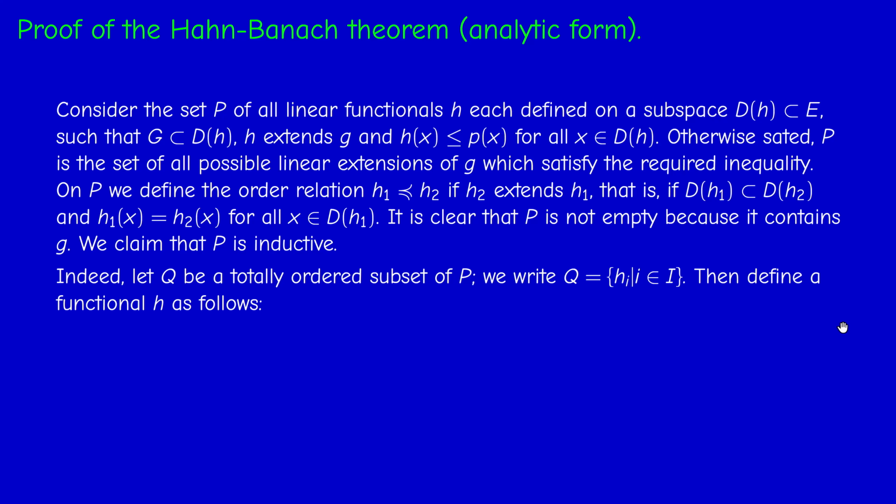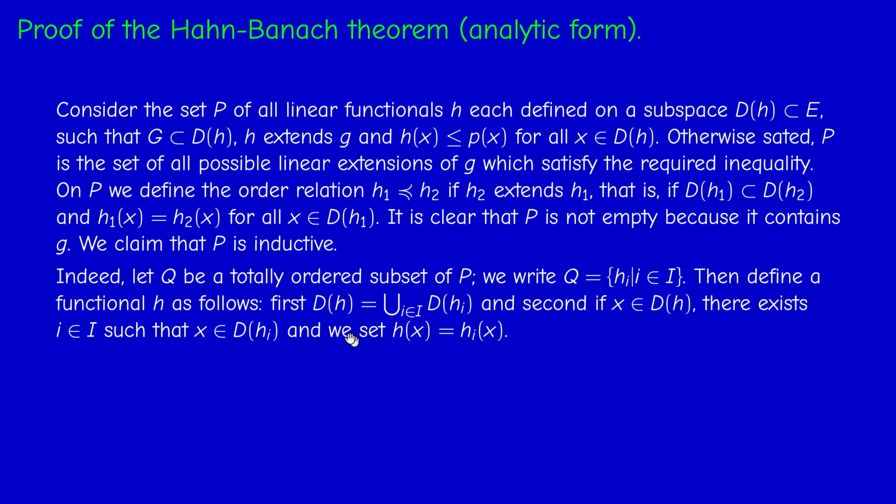Now we define a functional h as follows. What is the domain of h? The domain of h is the union of all domains of elements in Q. Now, how do you define h(x)? If x is in the domain, which is the union, then x by definition belongs to one of these domains D(h_i). So we set h(x) equal to h_i(x). Now we have to check something here. What if x belongs to two different domains, D(h_i) and D(h_j)? We have to make sure that this is well defined.